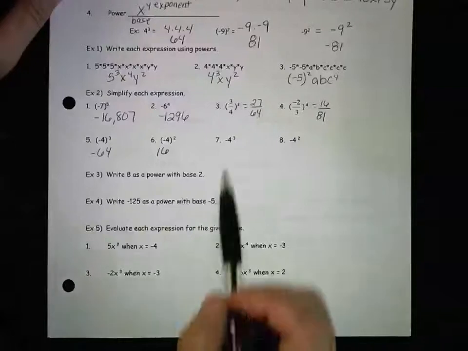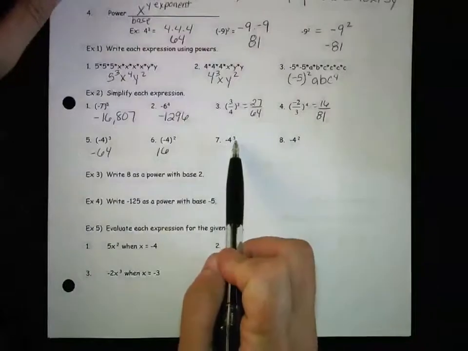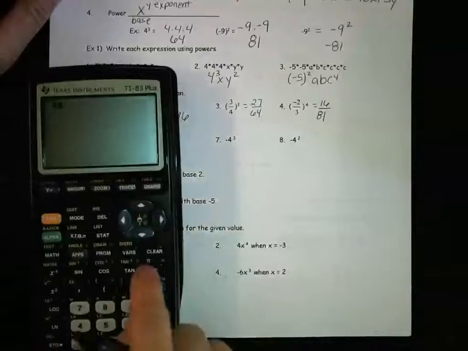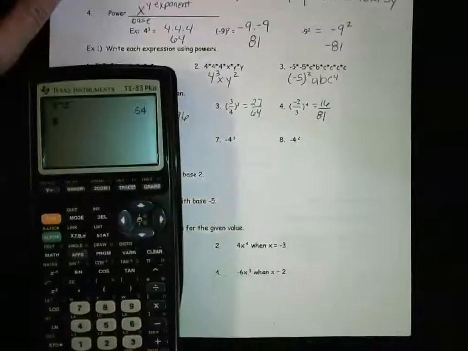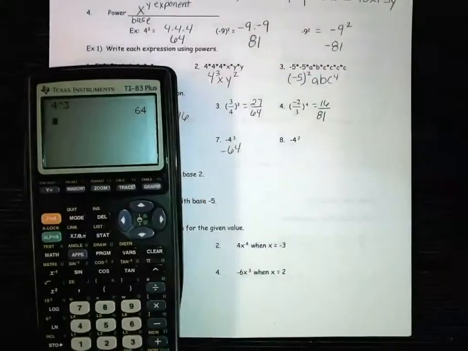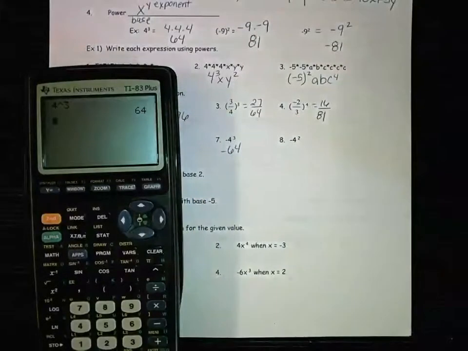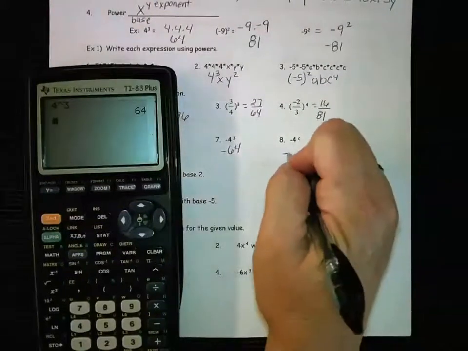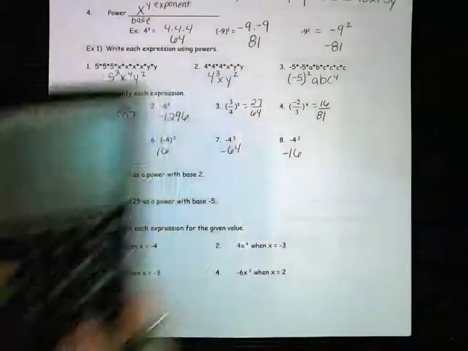Number 7, we want to do 4 to the third power, and then put the negative in front of it. 4 to the third power is 64, and then we do the negative. Number 8, 4 to the second power is 16, and then you do the negative.